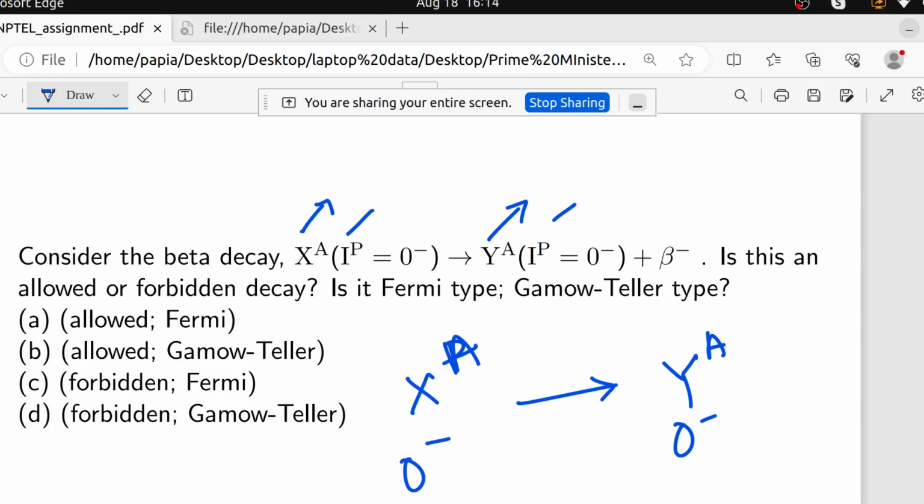Delta I is 0 because there is no change. 0, 0, that means delta I is 0. Now coming to the parity. Is the parity changing or not? It is not changing, because previously it was negative, and right now it is also negative.